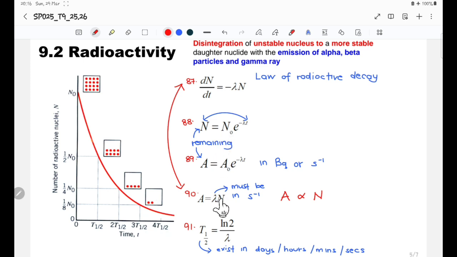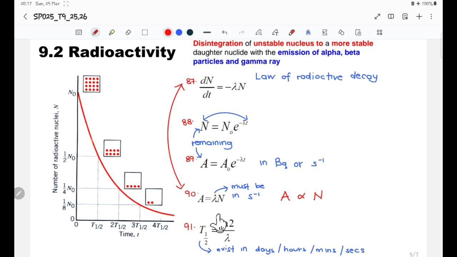Just to emphasize the usage of equation 90, this decay constant lambda must be in per second. It cannot be in other units, for example per minute or per day or per year. It must be in per second. Why is that? If we look at equation number 91, where we have T half, T half is called half-life, which is related to ln 2 over lambda.